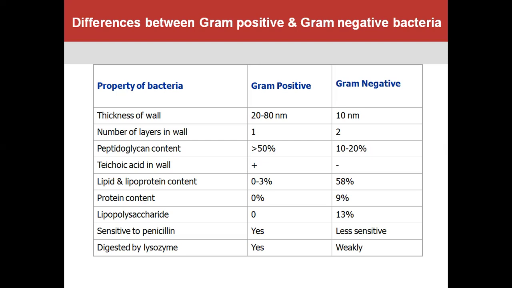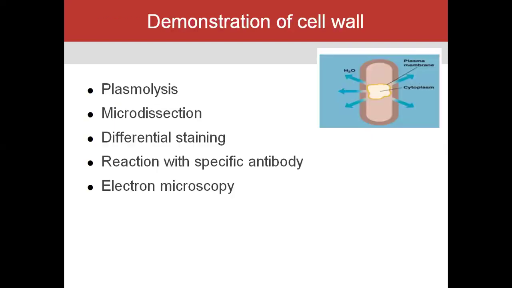Next, sensitivity to penicillin. Yes, gram-positive bacteria are sensitive to penicillin. Why? Because penicillin mainly acts upon and damages the peptidoglycan of the cell wall. As the gram-positive cell wall has more peptidoglycan, gram-positive bacteria are sensitive to penicillin, and gram-negative bacteria are less sensitive to penicillin. Next, digestion by lysozymes. Gram-positive bacteria are easily digested by lysozyme, and gram-negative bacteria are weakly digested by lysozyme.